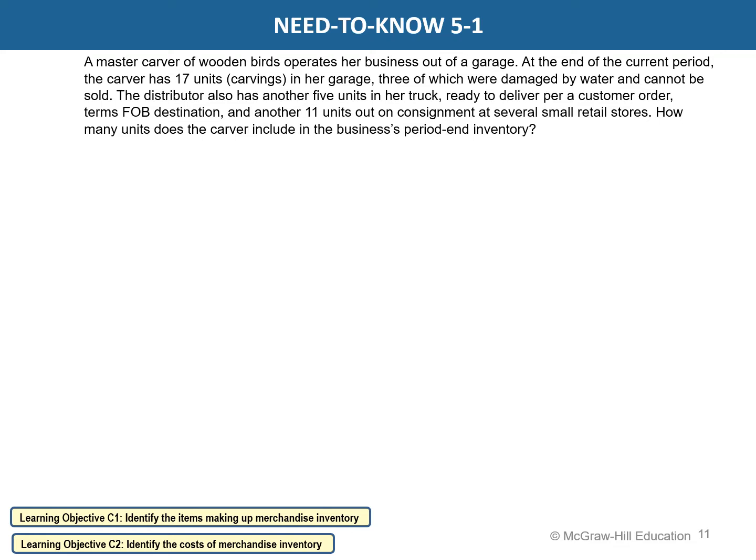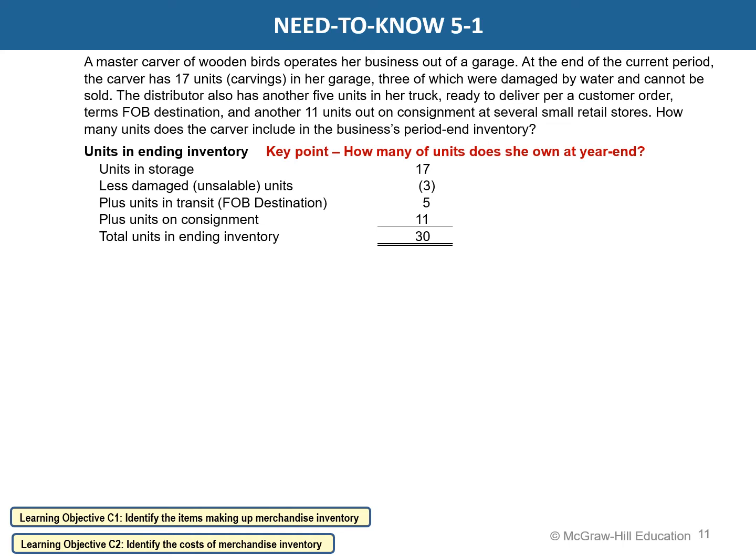All right, well, we've got 17 units in the garage, but 3 are damaged. So 17 less 3, plus the 5 that are in transit because it's FOB destination. The 5 in transit don't get removed from the inventory until they reach the destination. And then the 11 units that are on consignment are also part of the wooden carver's inventory. So the total units in ending inventory would be 30.